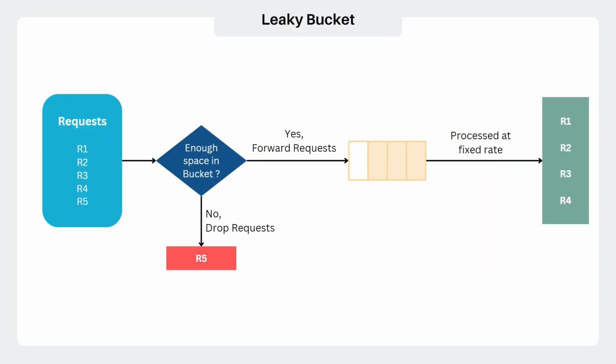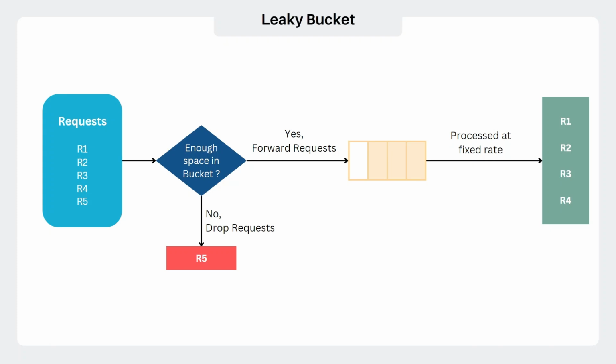Next comes leaky bucket. Similar to token bucket, but instead of consuming tokens, requests flow out at a fixed rate. Excess requests are either dropped or queued. So here, according to this image, we have 5 requests, and when those are passed, it first checks if there is enough space in the bucket. If yes, the requests are forwarded to the queue, and the queue will process these requests at a fixed rate. And if no, if the bucket is full, the additional requests will leak. That means the additional requests would be dropped.